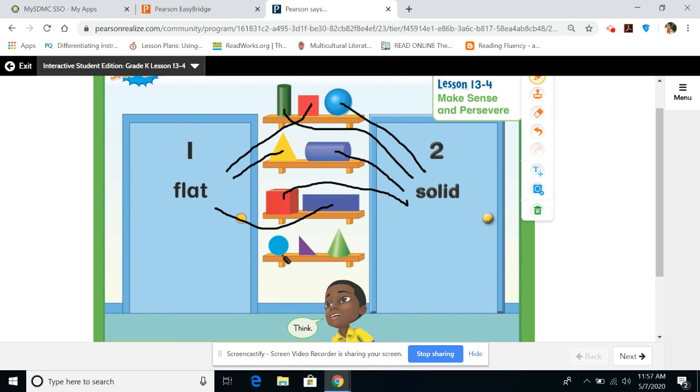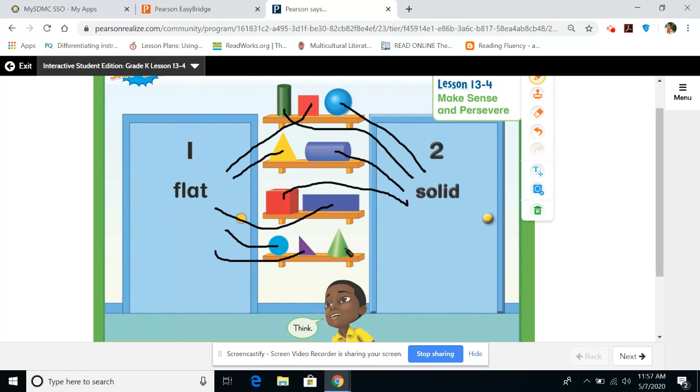My next shape is a circle. Do you think that's flat like a pancake or is it solid like a 3D shape? That's right, my circle is flat like a pancake. My next shape is a triangle. Now it looks a little different from the triangle we looked at before, but it's still a triangle because it has 3 sides. And we know that the triangle here was flat, so I think that this triangle is also flat.